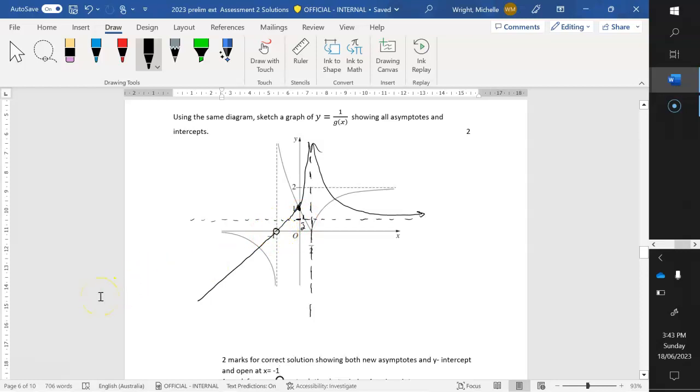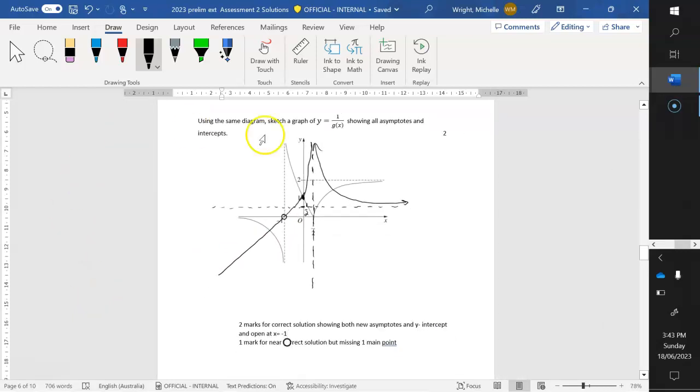So overall, you guys did really well. That was a question that I wanted to sort of try and separate us out a little bit with. But good job overall. You can have a look at question 7 now.